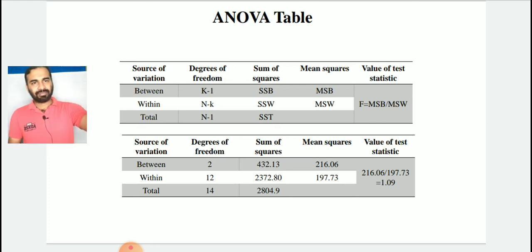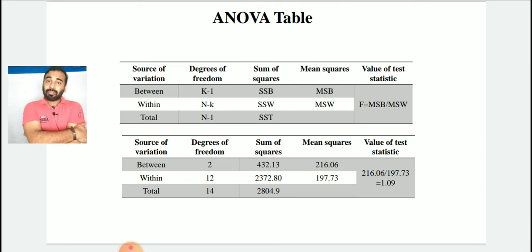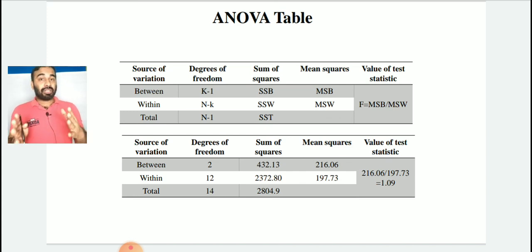Clear? Yes. Now we have to do hypothesis testing, to check whether this is significant or not, whether there are variations between these three methods or not. For that, the same procedure of hypothesis testing can be applied here. First step, hypothesis testing. What is the null hypothesis? No variation in the group. What is the alternative hypothesis? There is variation.